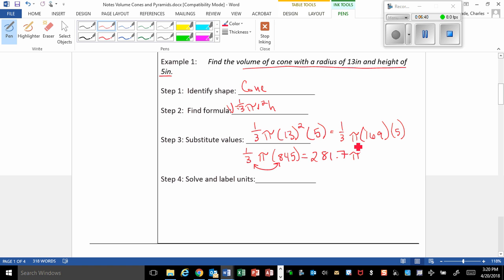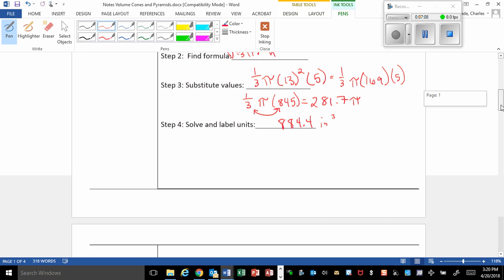Okay, and I'm going to multiply that by 3.14 in your calculator, and you're going to get approximately 884.4. All right, if you got a little something different in your decimal, that's fine. Inches, still volume, cubed.